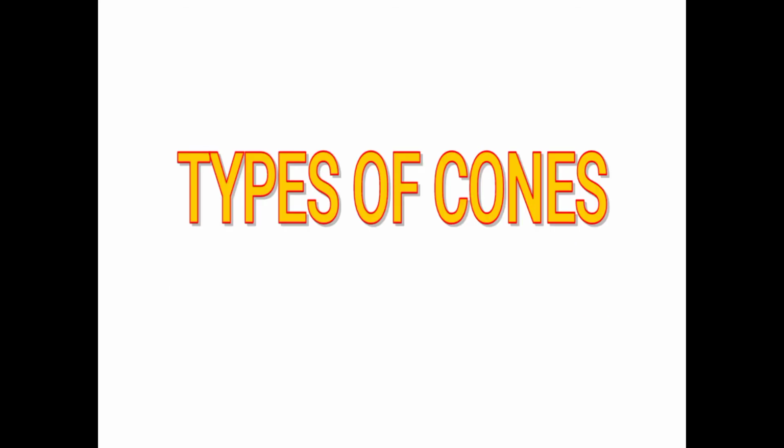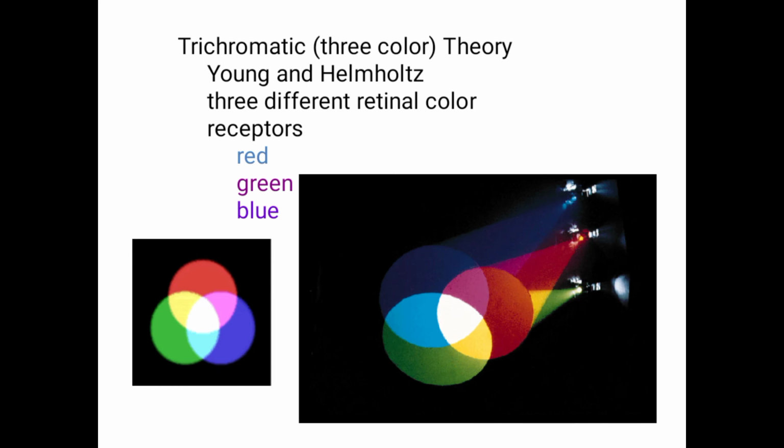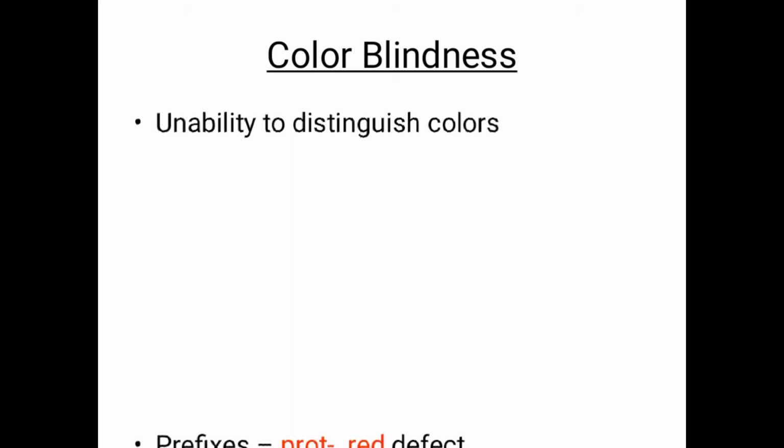For example, the white color you are seeing is a combination of all these three colors. White is not colorless. Like that, there are types of cones. As I told you, different theories have been proposed: the Trichromatic theory, Young and Helmholtz's theory. Next, color blindness is the inability of a person to distinguish colors.